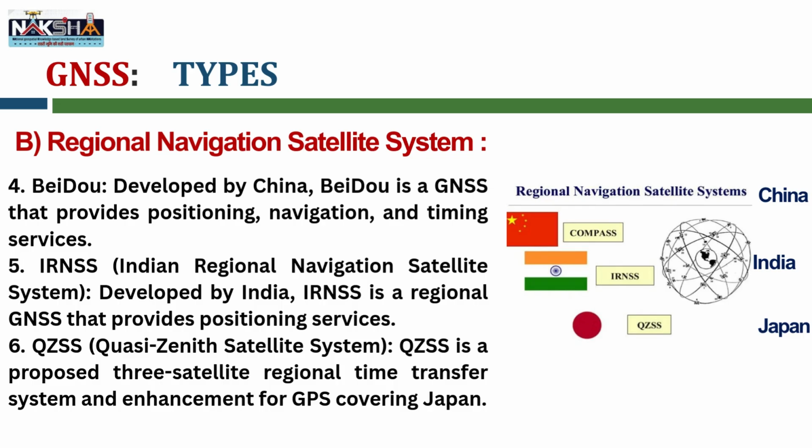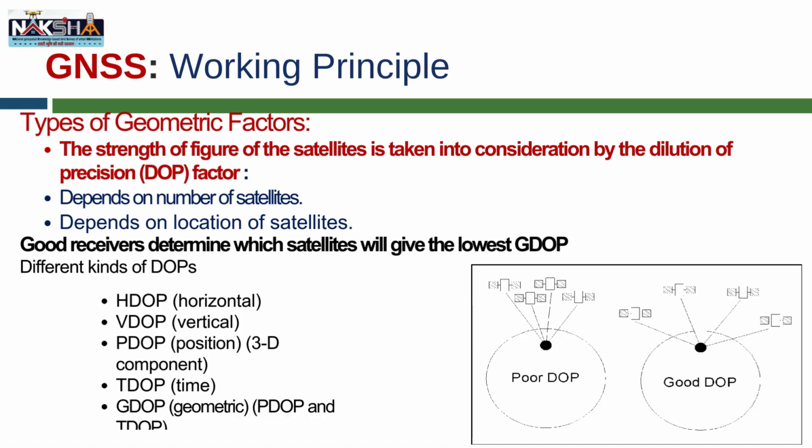QZSS, Quasi-Zenith Satellite System. QZSS is a regional system covering Japan, designed as a 3-satellite constellation that enhances GPS signals and provides regional time transfer services. Now that we understand the components and segments of GNSS, let's take a closer look at how it actually works.